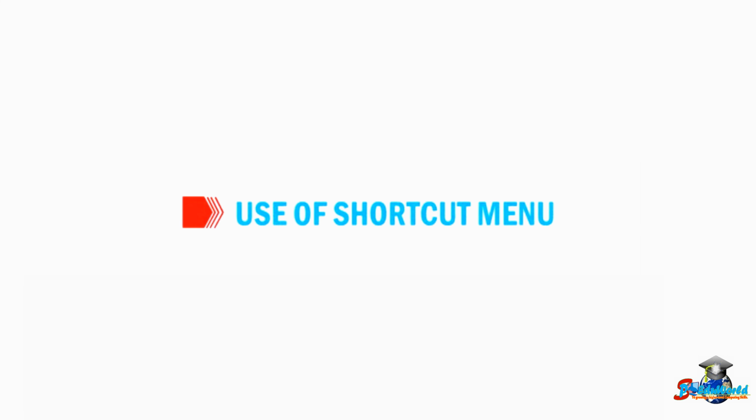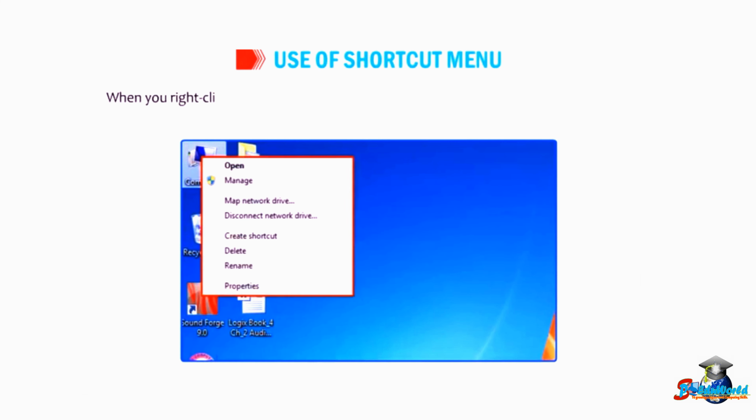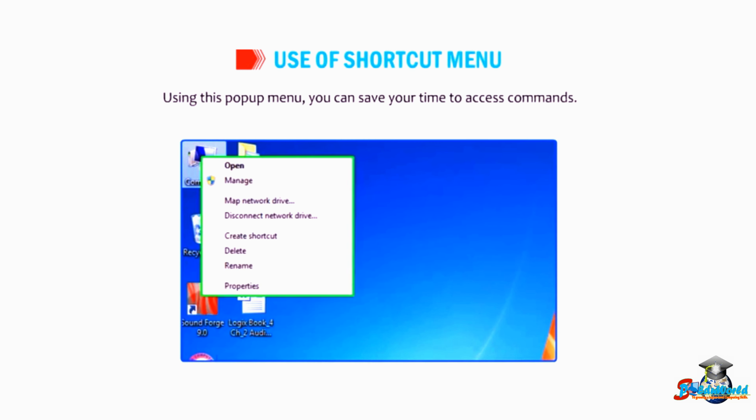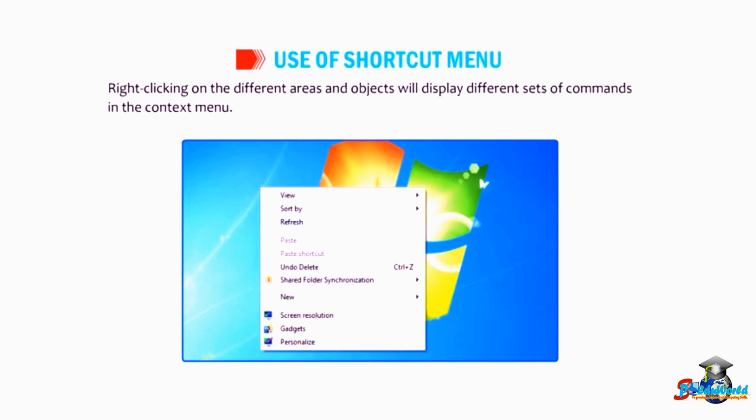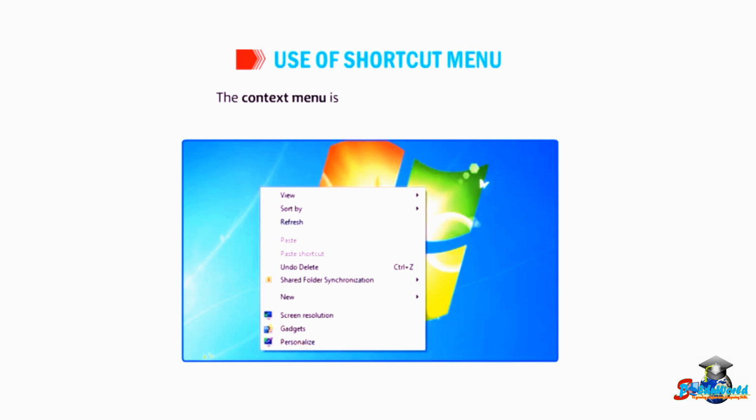Let us understand what is the use of shortcut menu. When you right-click on any icon, a pop-up menu appears, which is called Context Menu. Using this pop-up menu, you can save your time to access commands. Right-clicking on the different areas and objects will display different sets of commands in the context menu. The context menu is also called the shortcut menu.